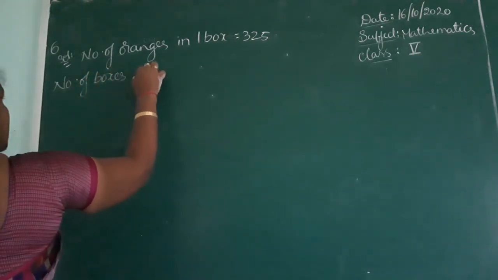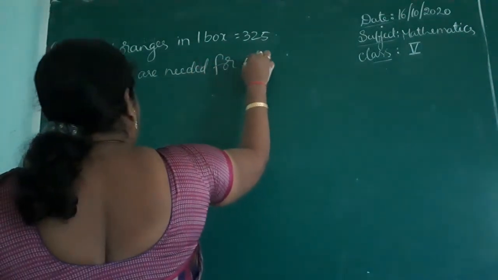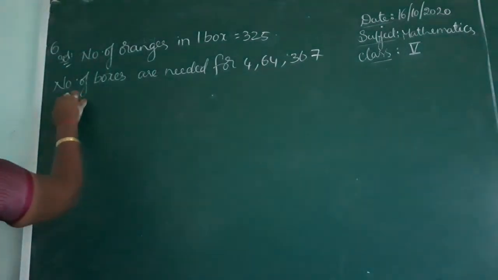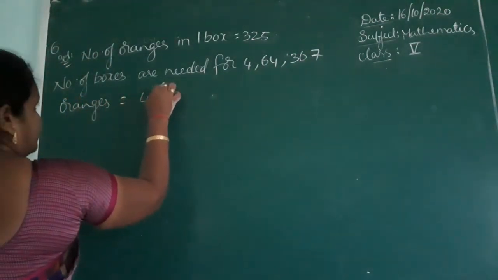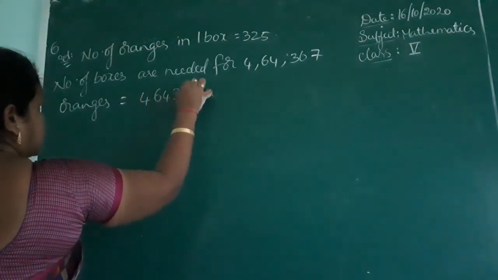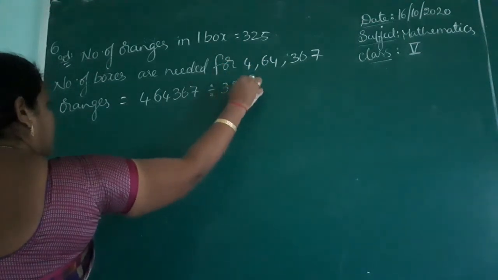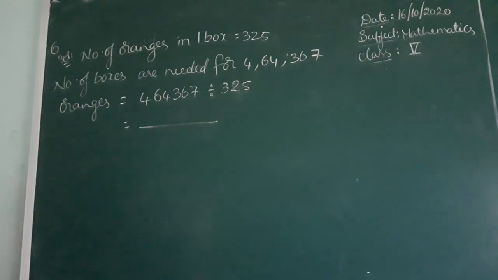The number of boxes needed for 4,64,367 oranges. How many boxes are required for this? 4,64,367 divided by 325. So that many boxes are required, and the remainder that you get in that division, that number of oranges is left over. Okay, see.